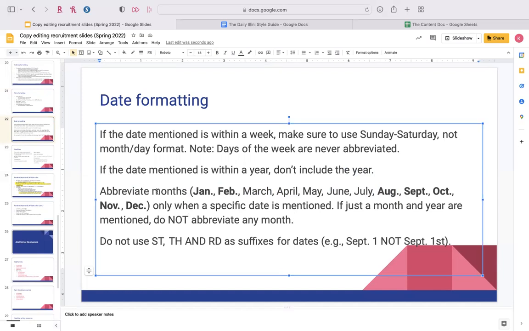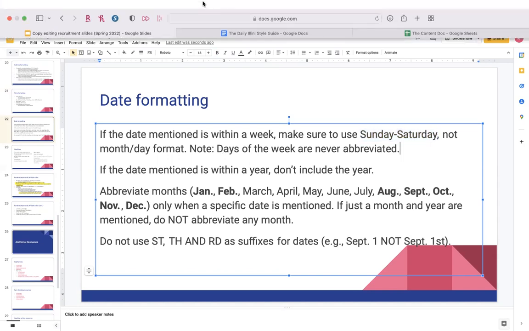But if you're just talking about something that happened in January, then you would spell out January because you're not talking about a certain day. And if the story is talking about something that's happened within the last week from whenever it was published, then you use the day of the week, Sunday through Saturday, one of those. So if today's the 28th and I was talking about August 25th, I would say Thursday rather than August 25th.